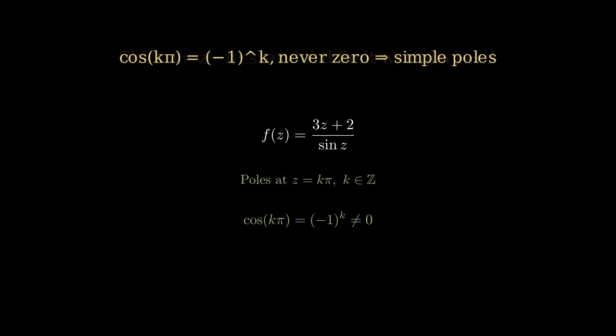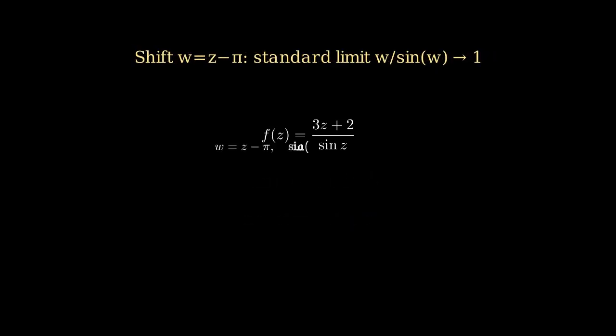For each pole, use the simple pole shortcut. Substitute a small shift, w equals z minus pi, and use the identity sine of the quantity w plus pi equals negative sine of w. This turns the tricky limit into the standard limit, w divided by sine of w, which always equals 1.